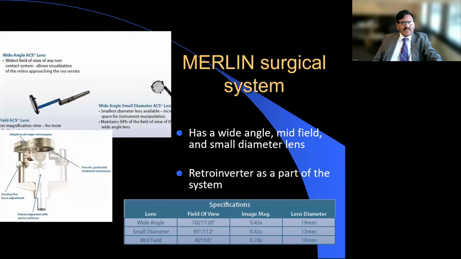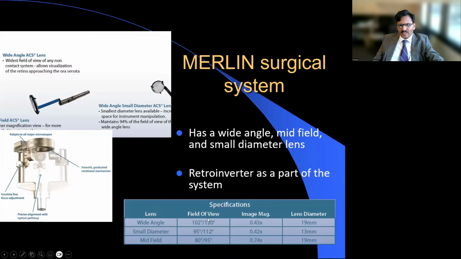So the non-contact system is usually a 90 diopter lens or a 120 diopter lens. Each system comes with two or three combinations, but most of the time they're not as wide as the contact lens system because of the limitation of aberrations at the edges. You have distortion at the edges of your surgical field, which can be a problem.